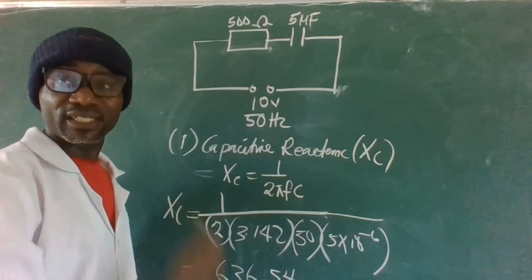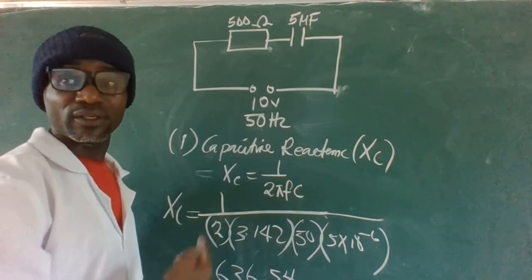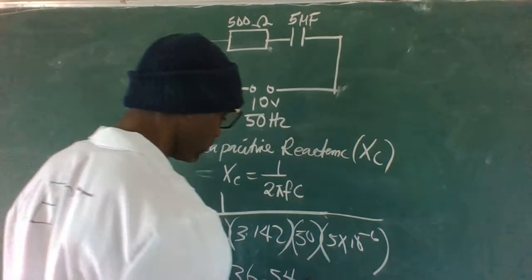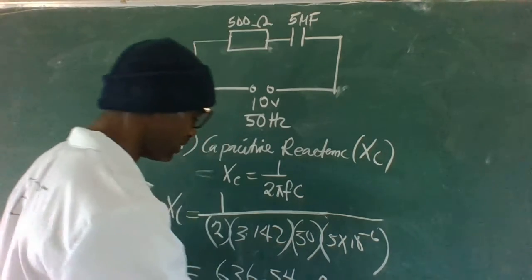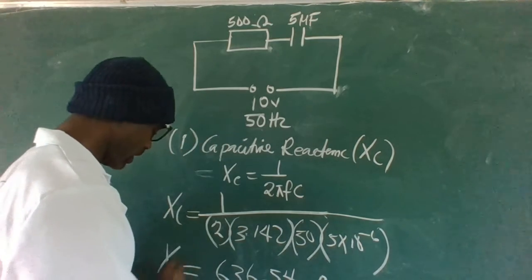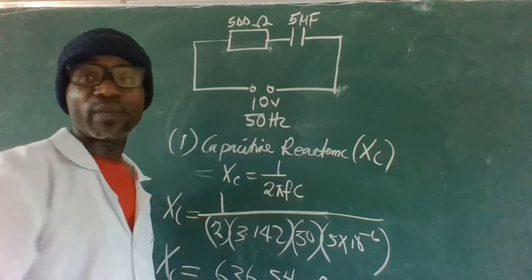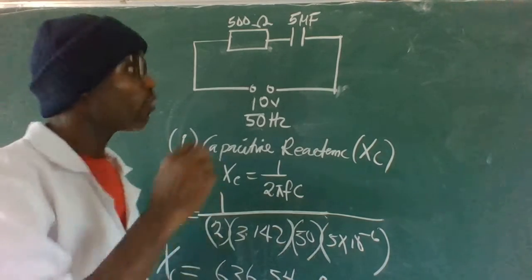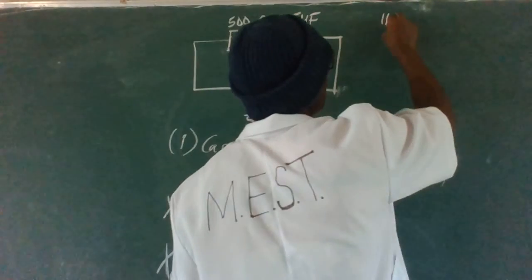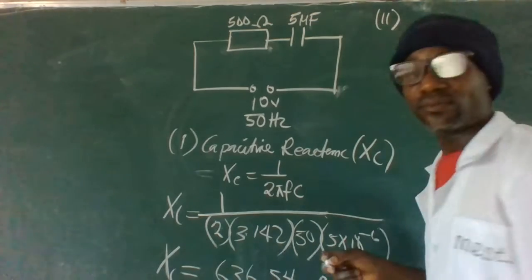Capacitive reactance, remember, is measured in what? Ohms, right? Yes, sir. So we put our unit. That's the capacitive reactance of the capacitor, right? Yes, sir. So the second question is what? Let's quickly attend to the second question: the current in the circuit.